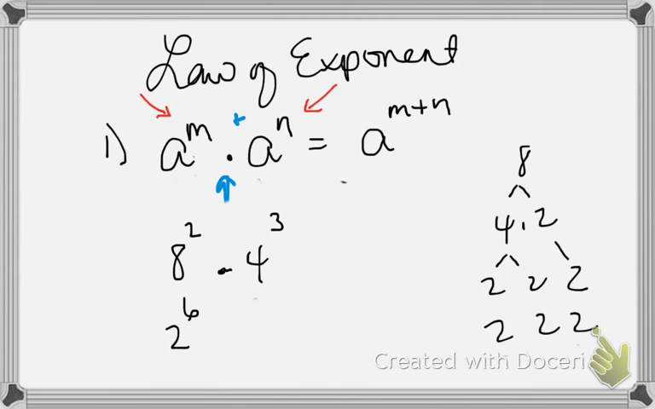And if you want to check it, you can take your calculator. 2 to the 6th power would be 2 times 2 is 4, 2 times 2 is 4, and 16 times 4 is 64. So it would equal 64 as well.